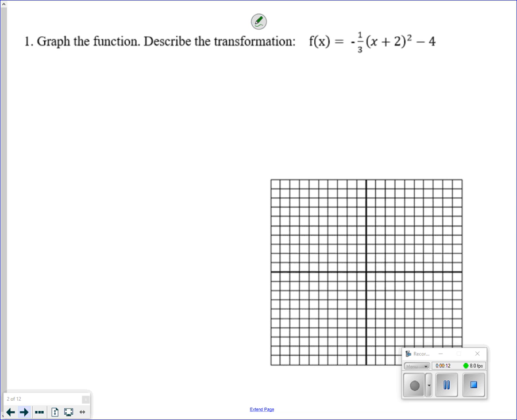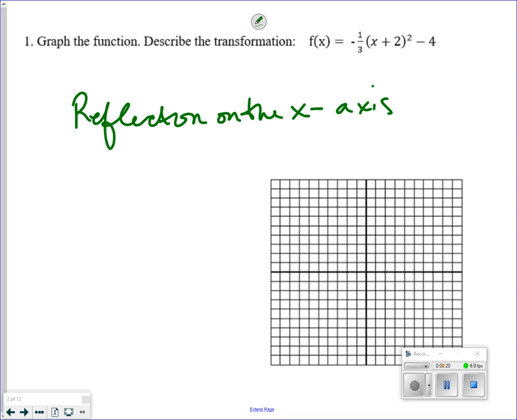The negative sign out in front means a reflection on the x-axis. Multiplication out in front of the parentheses means you're talking about a vertical shrink. Ooh, misspelling there. Hold on. Shrink by a factor of 1/3.